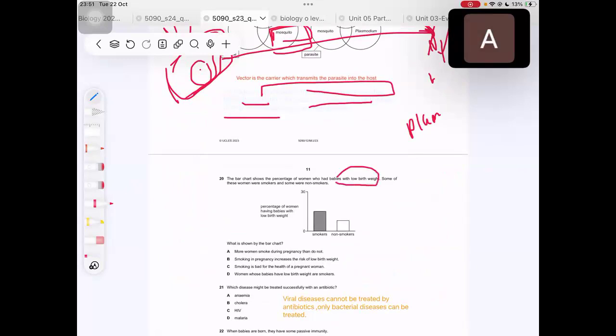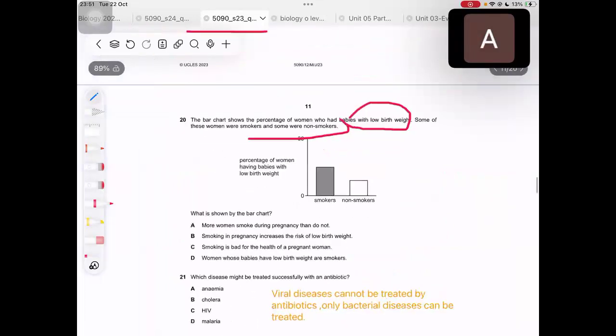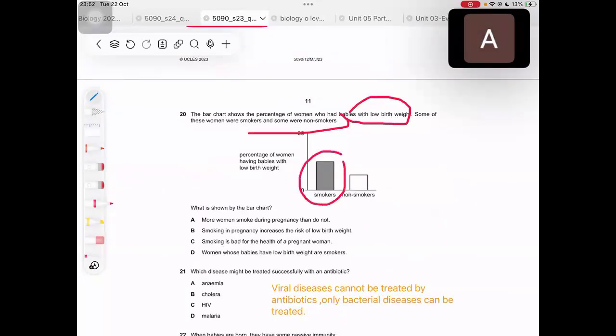Question 20. The bar chart shows the percentage of women who had babies with low birth weight. Some of these women were smokers and some were non-smokers. What is shown by the bar chart? Okay, let's see. You can see the women who are smokers have a higher percentage of babies having low weight. And if you take the non-smokers, it is almost half of the smokers, that means non-smokers are having only about half the percentage that the smokers had, right? That means that some of their babies are also low weight, right?